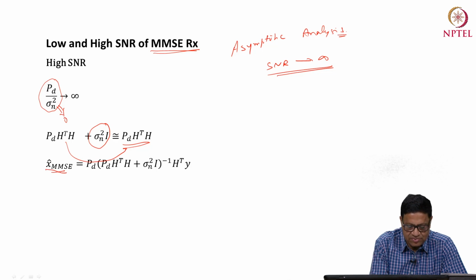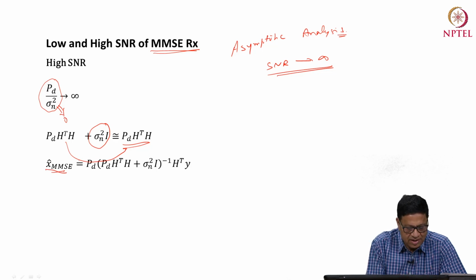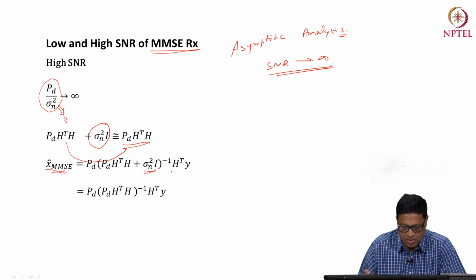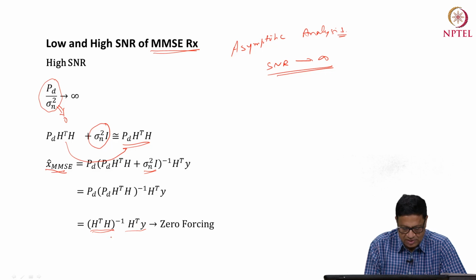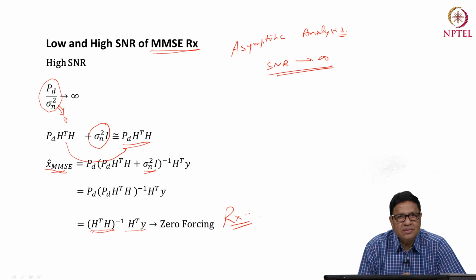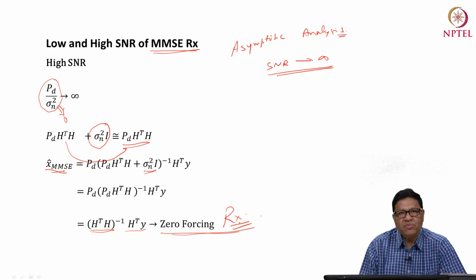Now if you see the estimate, which was equation A earlier, X estimate MMSE is given by this, and if I put this approximation, I get PD HT plus H, this is tending to 0, plus HTY into HTY. So this PD will get cancelled. What I get is HTY, which is nothing but the zero forcing receiver. So at high SNR, where PD by sigma n square is tending to infinity, the estimate of the MMSE receiver is nothing but the zero forcing receiver.